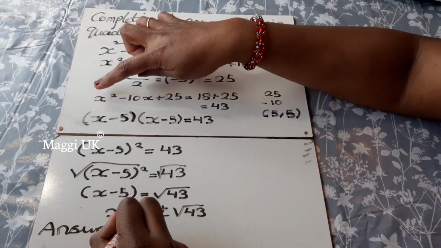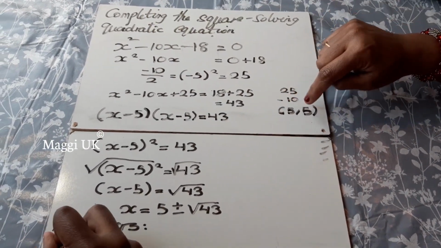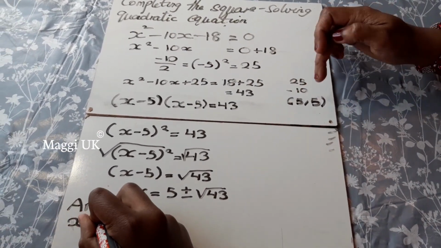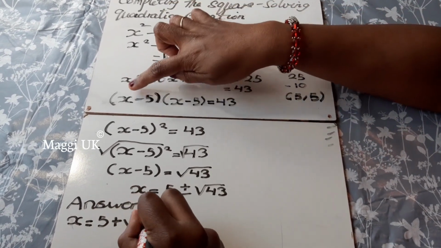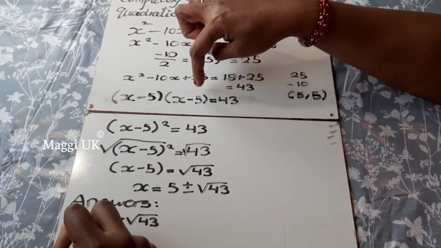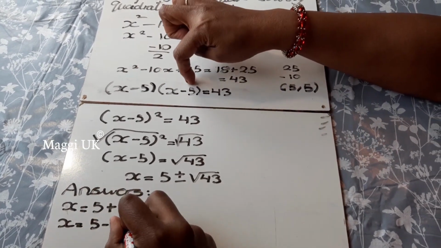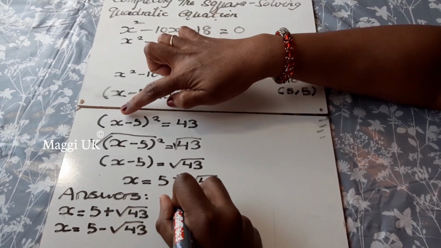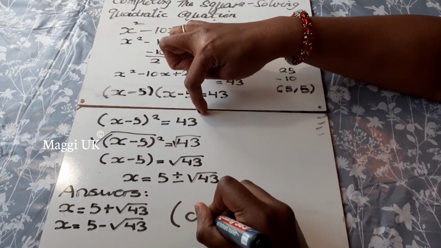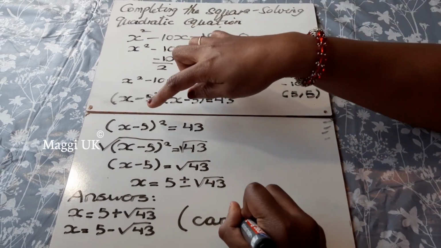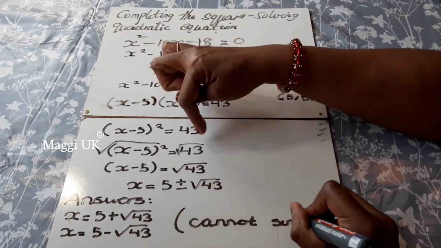So now he factorized x squared minus 10x plus 25, which has multiples 5 and 5. So he took a 5 and a 5. Because we have a minus 10, he took x minus 5. When you have minus 5 and minus 5, we can also put it as x minus 5 to the whole square, which equals 43. And then when you do the square root for both sides, he has done this.